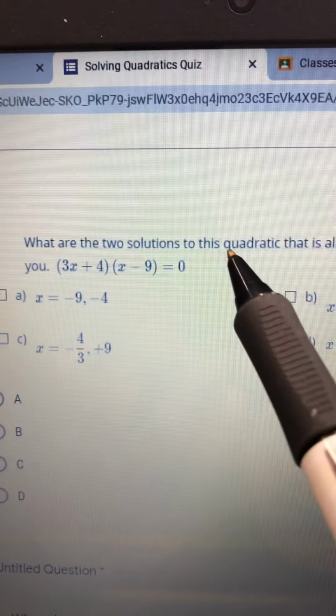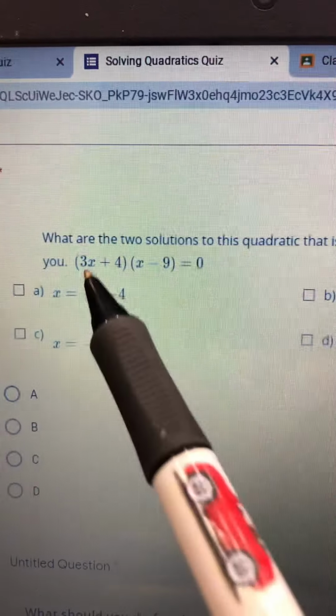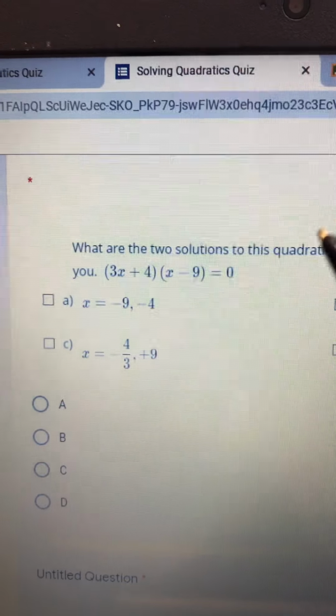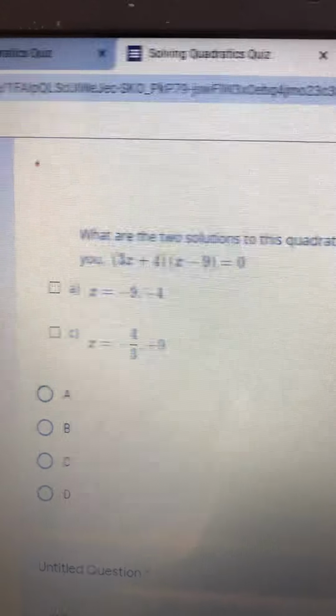What are the two solutions to this quadratic? That is already factored for you. So just set this to 0 and set this to 0 and solve for x each time.